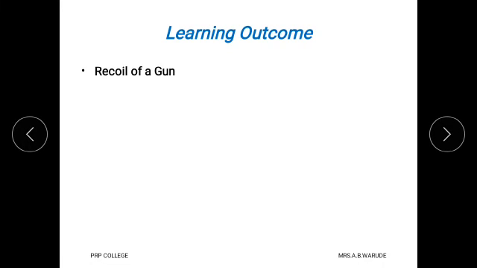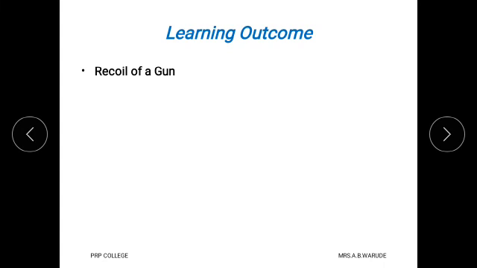In the last video, we studied Newton's three laws of motion. The first law of motion is called the law of inertia. Newton's second law of motion is known as the law of momentum, and Newton's third law of motion is called the law of action and reaction. And in this video we are going to learn about the recoil velocity of a gun.